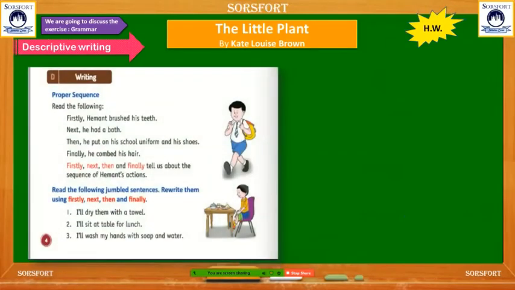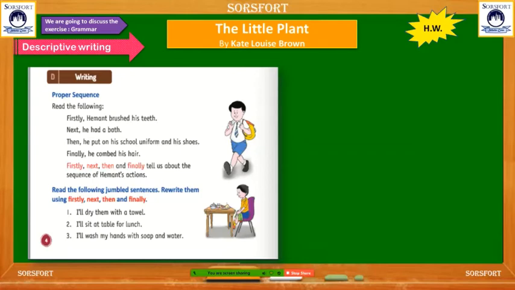This is descriptive writing. You have to write. Here, see the proper sequence. Read the following. Firstly, Hemant brushes his teeth. Next, he had a bath. Then he put on his school uniform and his shoes. Finally, he combed his hair. Firstly, next, then, and finally tell us about the sequence of Hemant's actions, what he is doing from first to last.